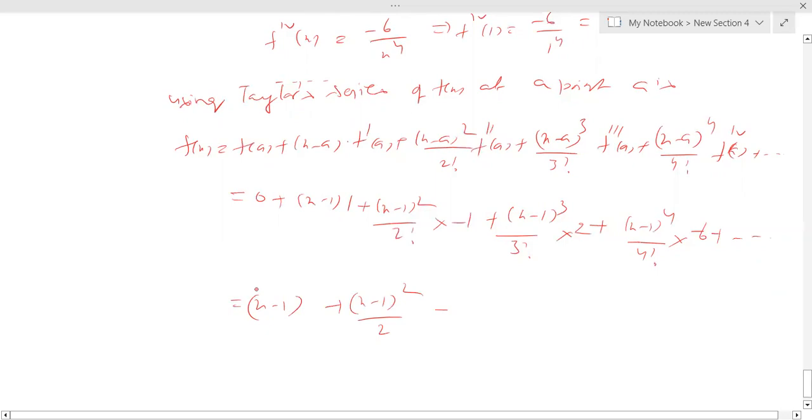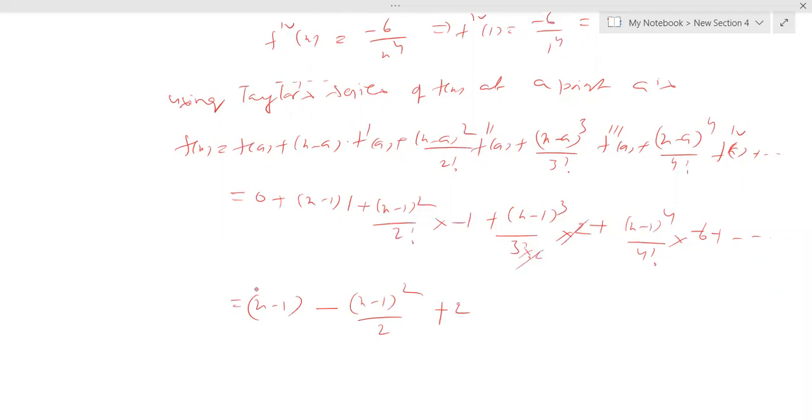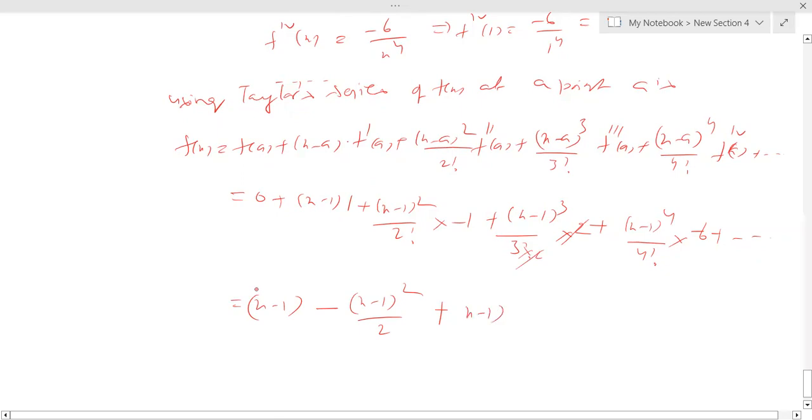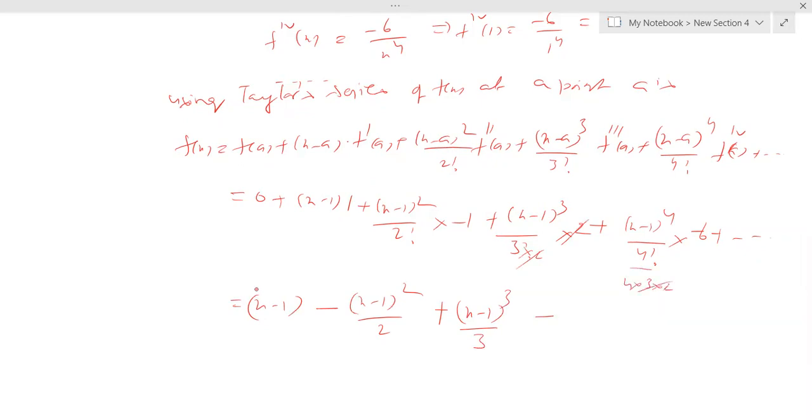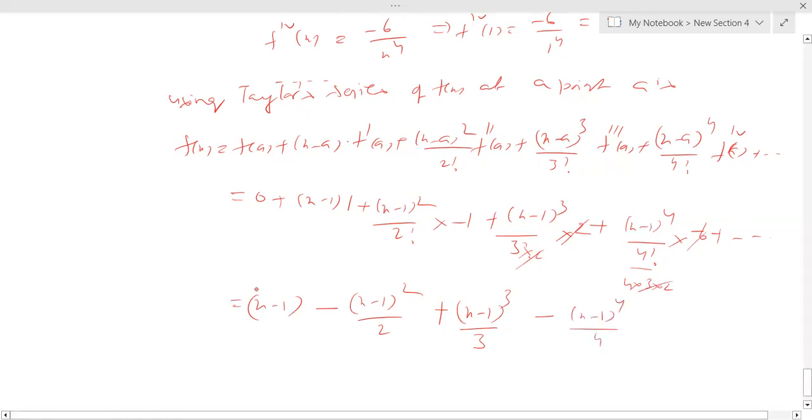sorry, here minus, because the value is minus; here plus 2, here 3 into 2 gets cancelled. Finally, we get x minus 1 whole cube by 3. Here minus, 4 factorial means 4 into 3 into 2, so this 6 gets cancelled. Finally, we get x minus 1 whole power 4 by 4 plus and so on. This is the expression.